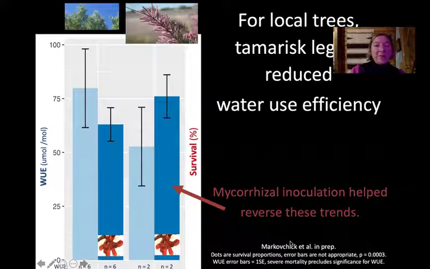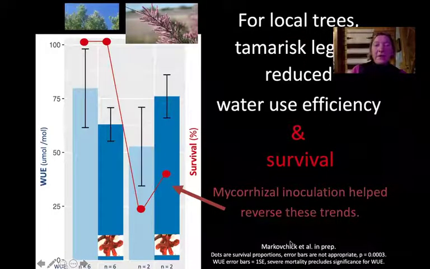And what we found was that for local trees, tamarisk legacy reduced the water use efficiency. So on the left-hand side of the graph, you can see the treatments where we did not have tamarisk soil. So sort of the status quo, if you will, both inoculated or not. And on the right-hand side of every graph, you're going to see the plants that were planted in the tamarisk legacy soil. Those dark bars are always going to represent mycorrhizal inoculation. The light bars are without mycorrhizal inoculation. And what you see here is that in tamarisk legacy soil, that light bar of water use efficiency went down. And then when we added mycorrhizal fungi, that water use efficiency went back up.